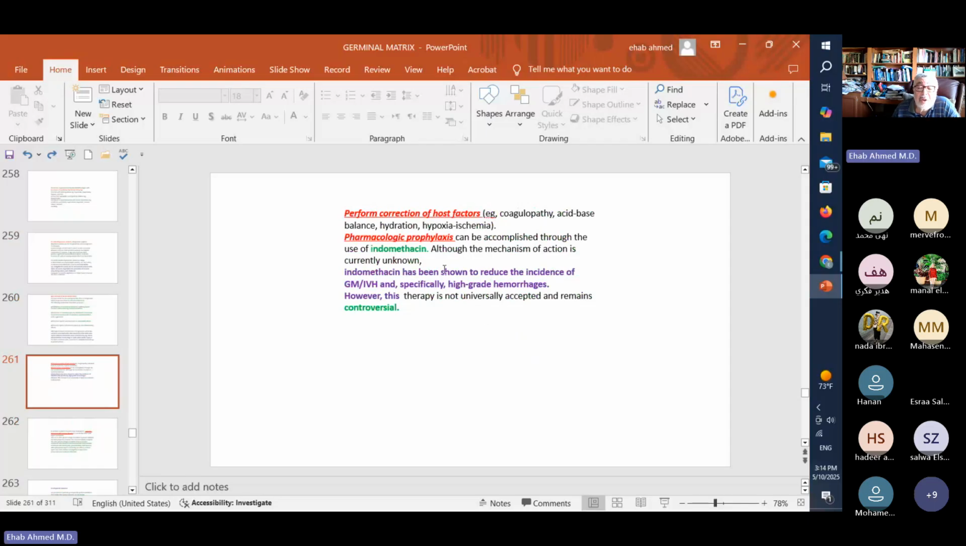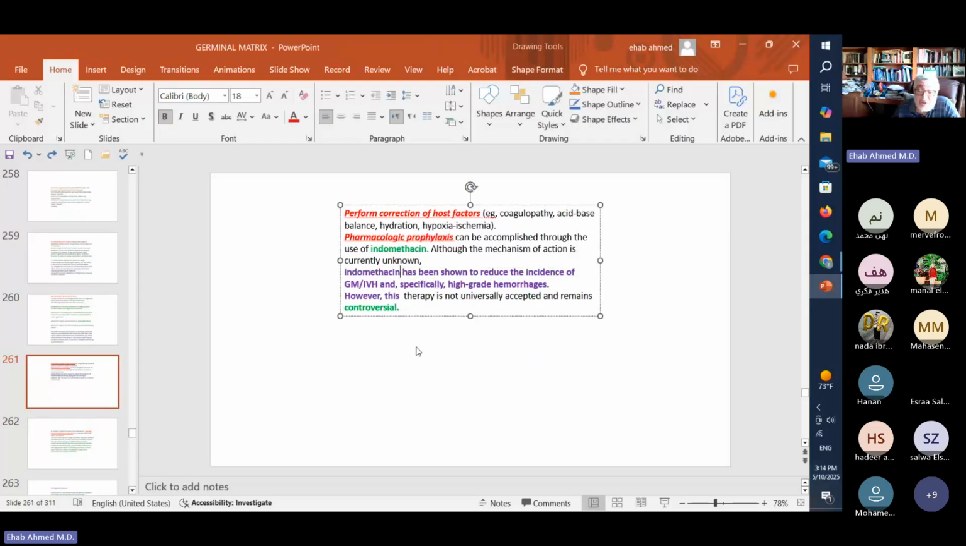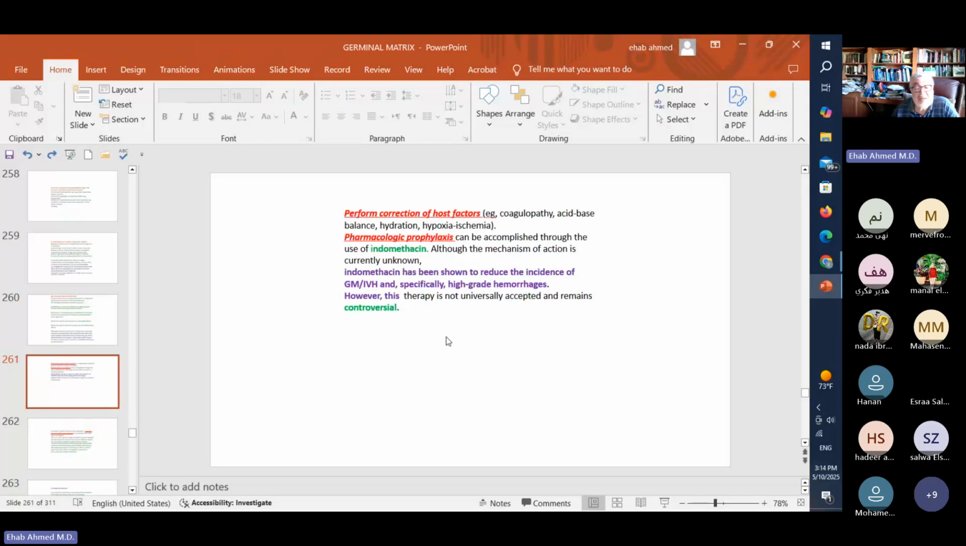And okay, one of the parameters that could be used in prevention is NSAIDs, like indomethacin or ibuprofen. And many NICUs use indomethacin for prophylaxis. And it does not only help to prevent IVH or severe IVH, but also it helps to close the ductus. Dr. Marwa, are you in the practice of using indomethacin prophylaxis?